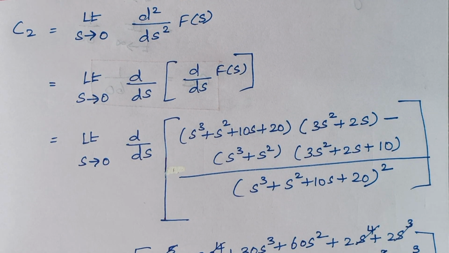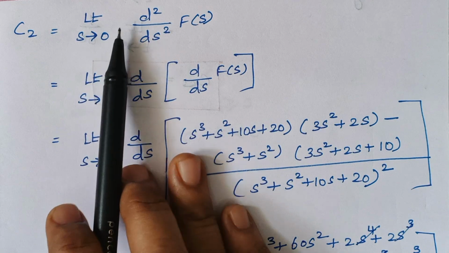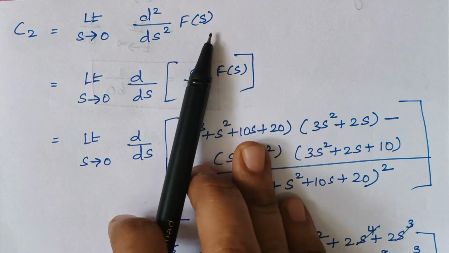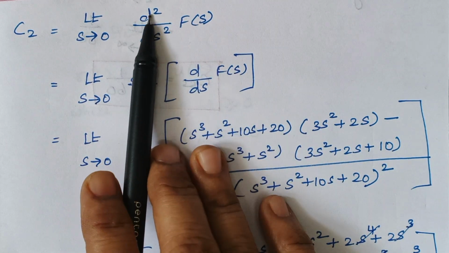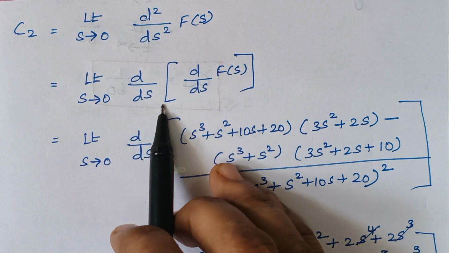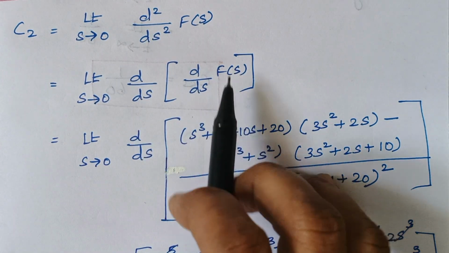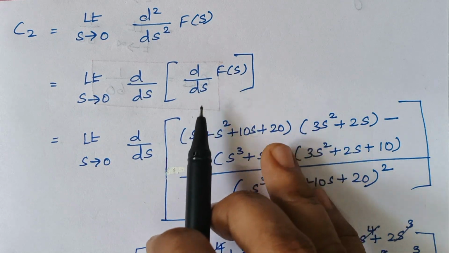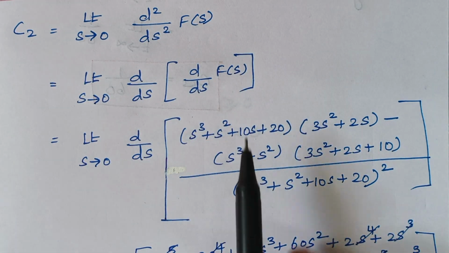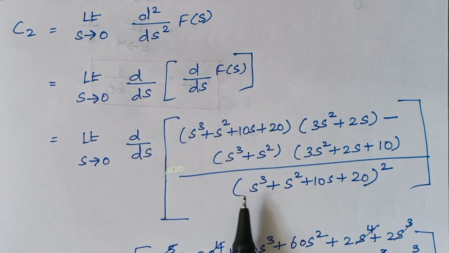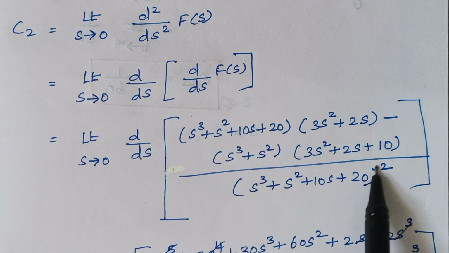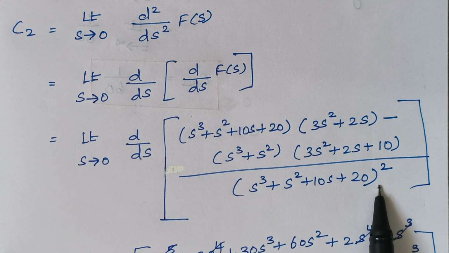Our next step is we need to find C2, and C2 is given by limit s tends to 0 d square by ds square of f of s. This is nothing but double differentiation, d by ds into d by ds of f of s. So d by ds of f of s, we already have this expression previously. So here just substitute this term. So when you substitute, this is your d by ds of f of s, this entire term, right?